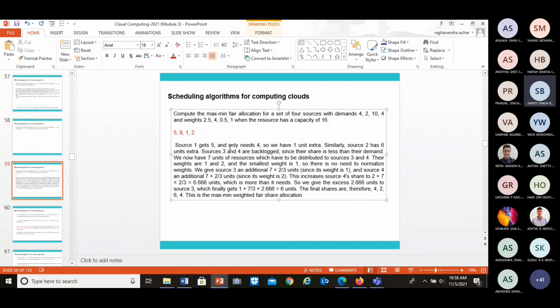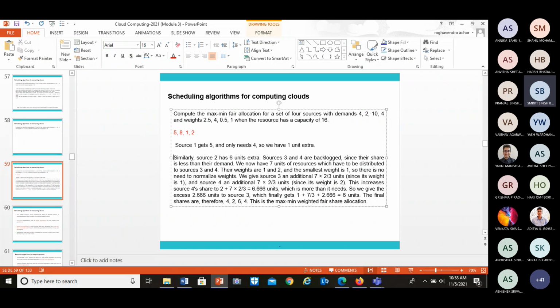Yes, source 1 gets 5 but only needs 4, right? So 1 unit is extra. As I mentioned, 1 unit is extra. So this is a 1 unit extra they are getting. And similarly, here they have looked at source 2 also at the same time. So source 2 they are getting 8, but the requested is 2. So that means they have 6 extra. So that is what is mentioned here.